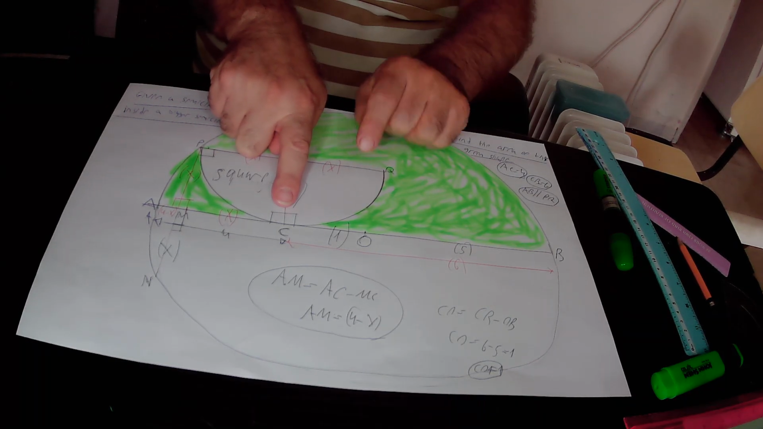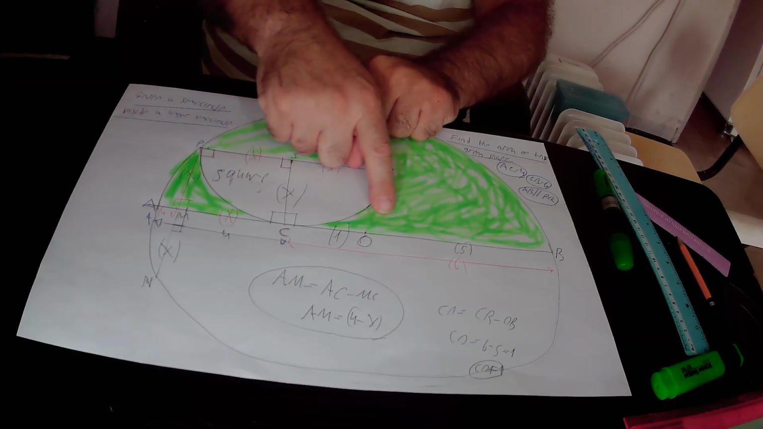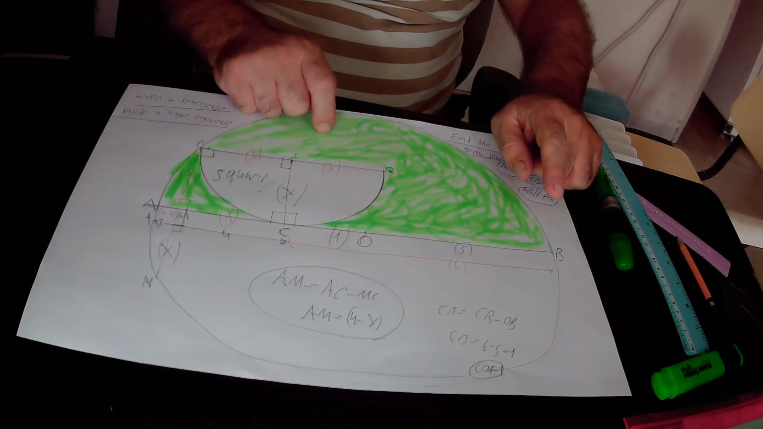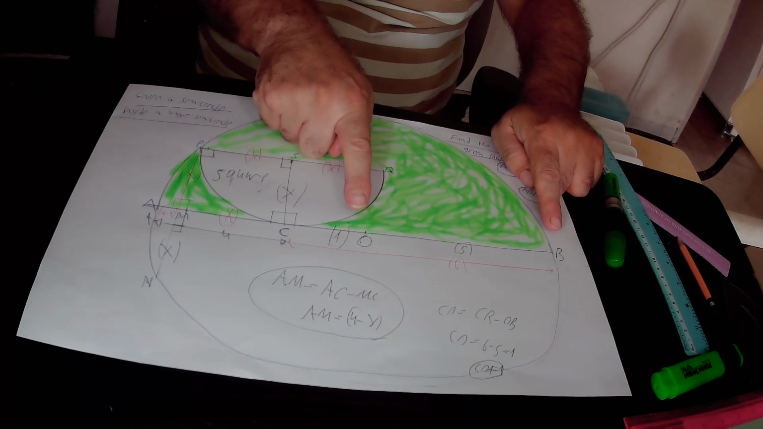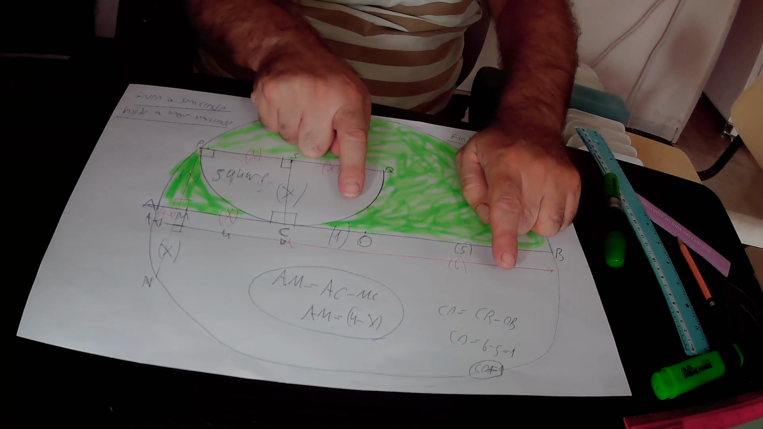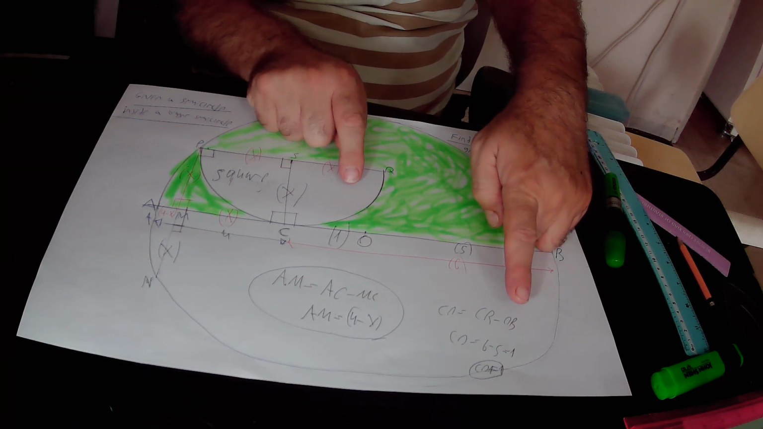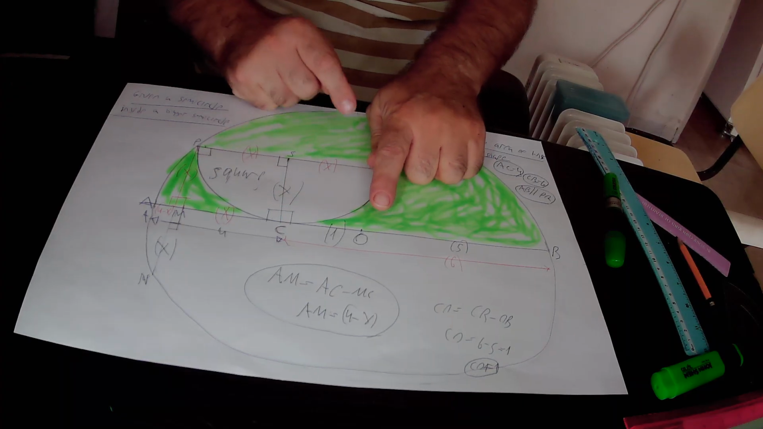CO equals CB minus OB. So CO equals CB, that is 6, minus OB, the radius of the big semicircle, that is 5. So in total, CO equals 6 minus 5, that is 1. So CO equals 1 unit in its length.